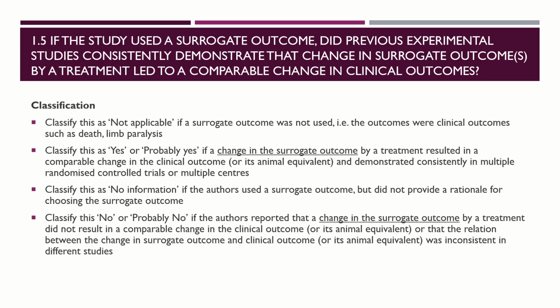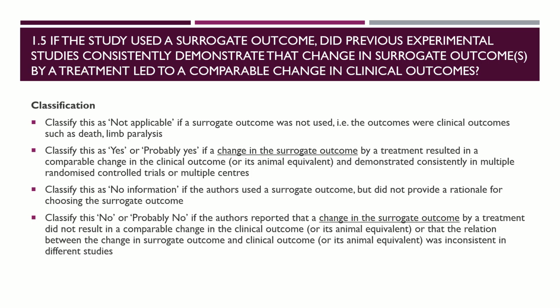Now, how will you classify this? Classify this as not applicable if a surrogate outcome was not used. For example, the outcomes were clinical outcomes such as death or limb paralysis. Classify this as yes or probably yes if a change in surrogate outcome by a treatment resulted in comparable change in the clinical outcome or its animal equivalent, and this was demonstrated consistently in multiple randomized controlled trials or at least in multiple centers.